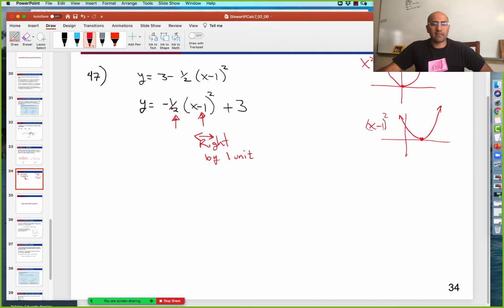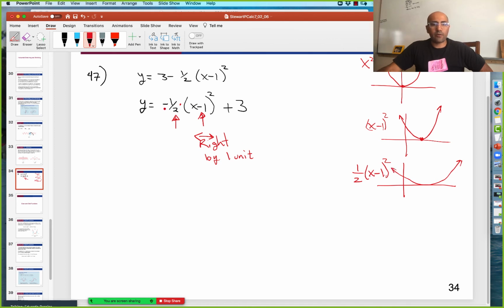Okay. What is this going to do? Well, the fact that it's a half means it's slowed down its growth, right? If we multiply it by a number bigger than 1, it makes it skinnier, it goes toward infinity faster. If we multiply it by negative 1/2, it's going to slow down its growth. So compared, that's going to be negative 1/2 times x minus 1 squared. That's going to be kind of like this one, except it's going to be wider. So maybe just to exaggerate it a little, it's going to be more like that.